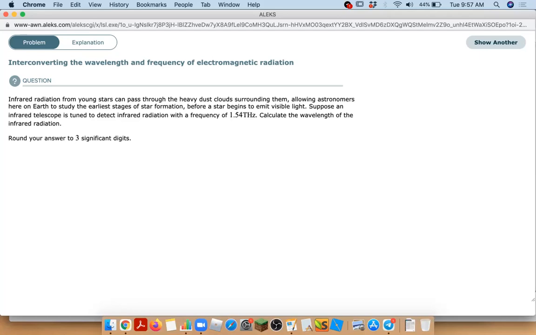Surrounding them, allowing astronomers here on the Earth to study the early stages of star formation before a star begins to emit visible light. Suppose an infrared telescope is tuned to detect infrared radiation with a frequency of 1.54 terahertz. THz is terahertz. Convert to the wavelength of the infrared radiation, okay? So, despite the paragraph of describing what's happening, it's actually a pretty simple problem. So let me stop sharing this one and share this one.